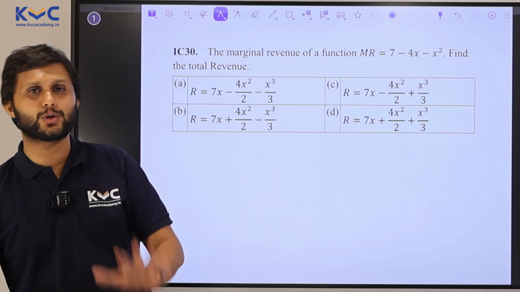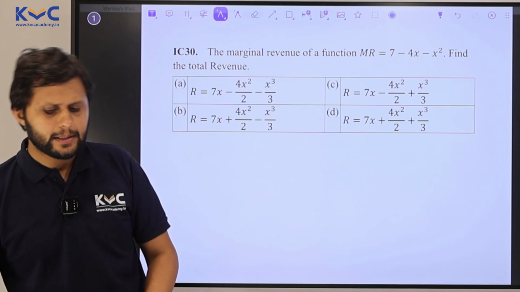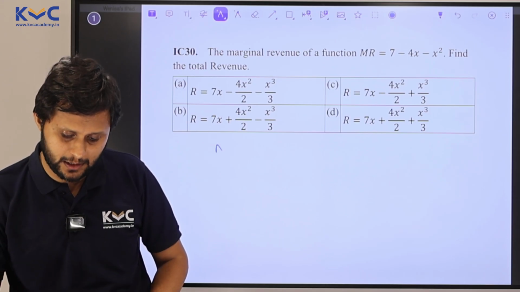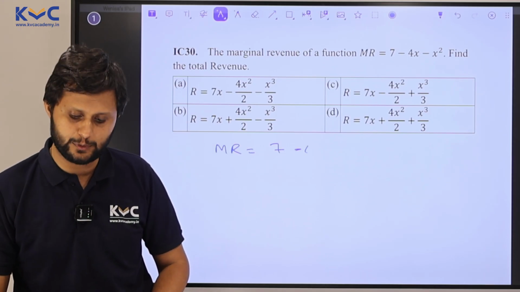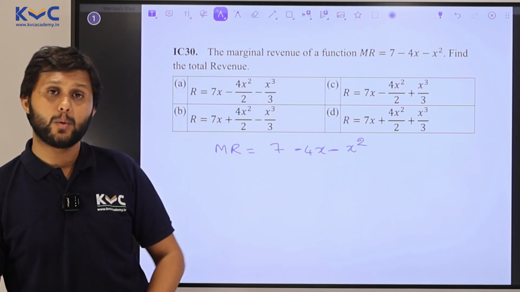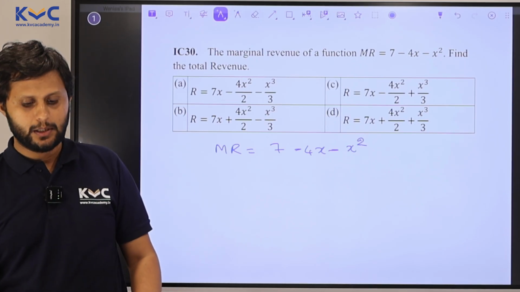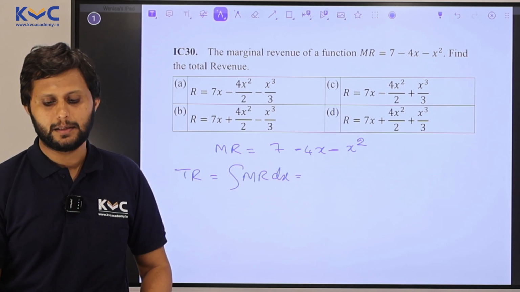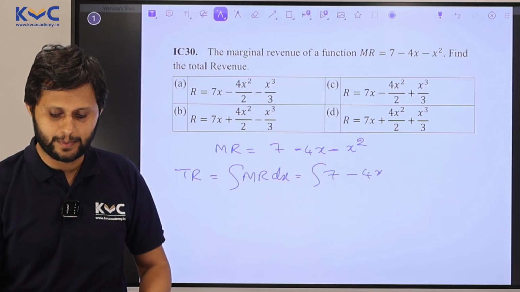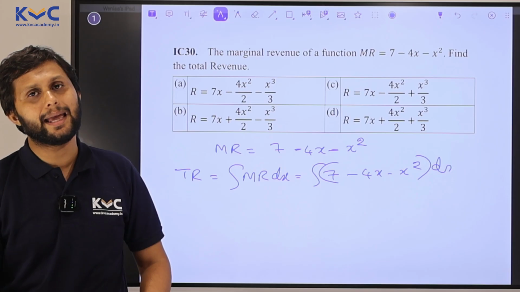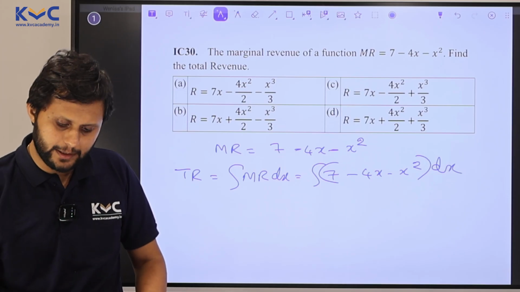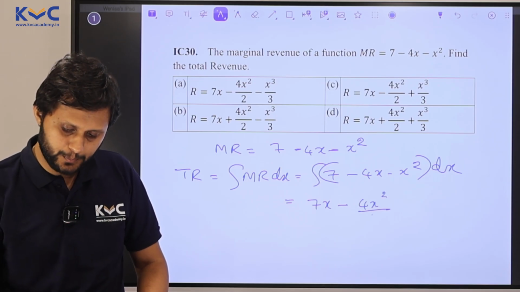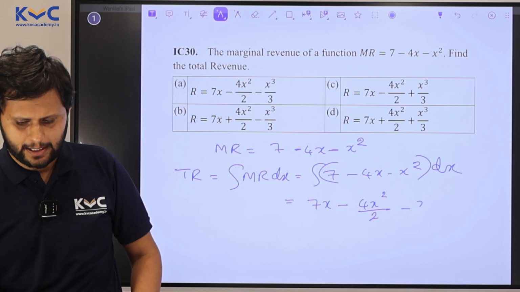Now this is the last question that we have in applications. The revenue function, marginal revenue, is given as 7 minus 4x minus x square. We need to find total revenue. So total revenue is how much? Integration of marginal revenue with respect to x. So integration of 7 minus 4x minus x square with respect to x. Integration of 7 is 7x, minus integration of 4x is 4x square by 2. Integration of x square is minus x cube by 3.